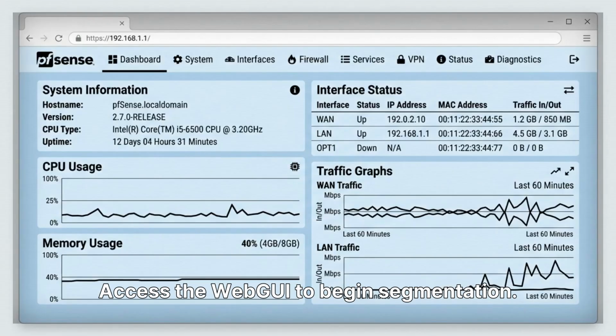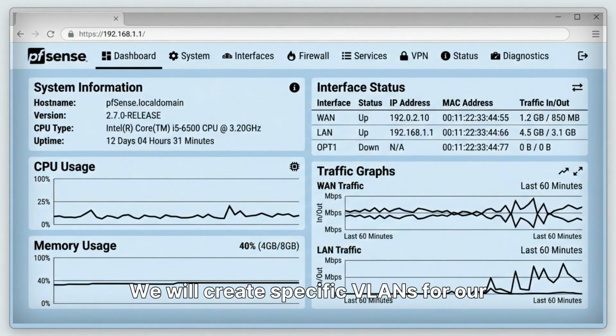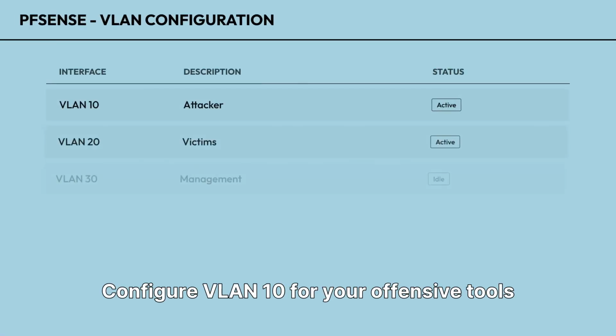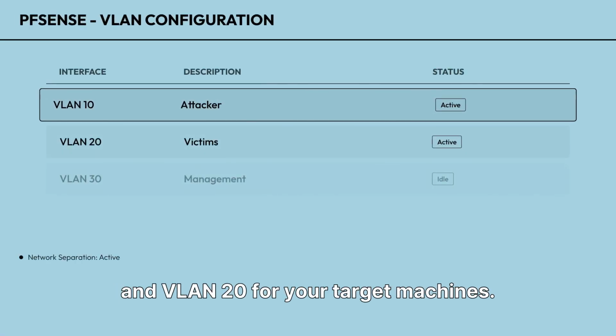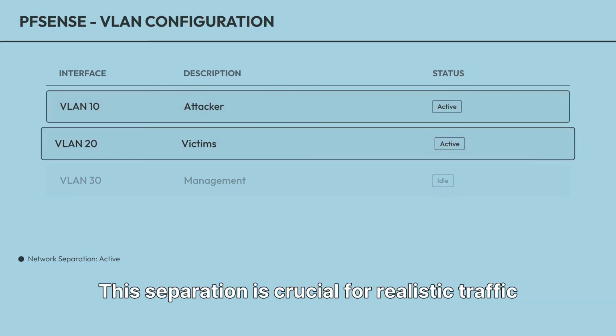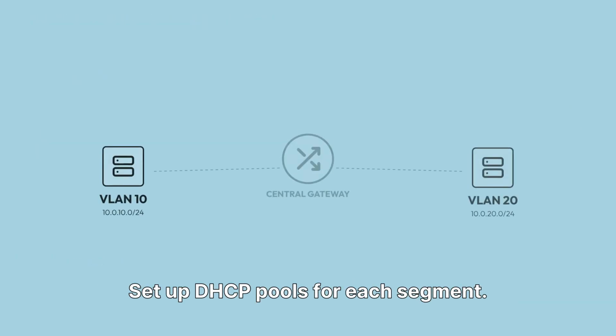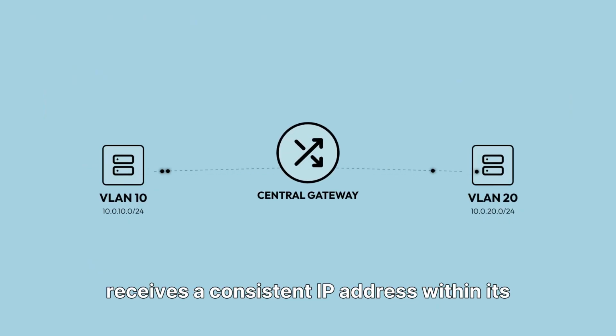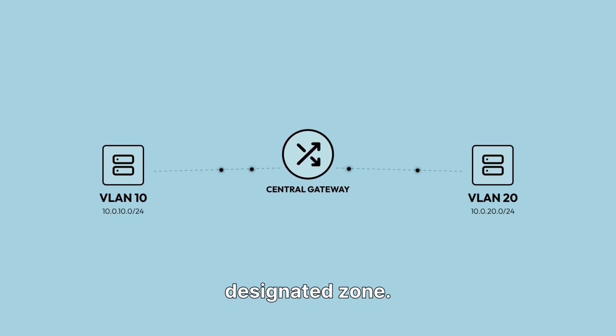Access the web GUI to begin segmentation. We will create specific VLANs for our attacker and victim machines. Configure VLAN 10 for your offensive tools and VLAN 20 for your target machines. This separation is crucial for realistic traffic analysis. Set up DHCP pools for each segment. This ensures every VM in your lab receives a consistent IP address within its designated zone.